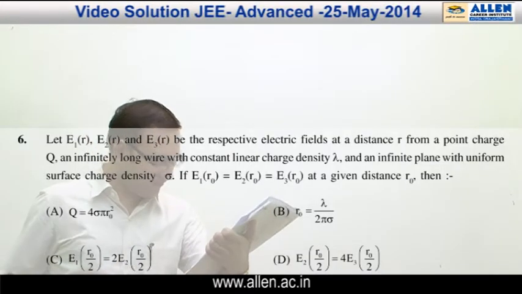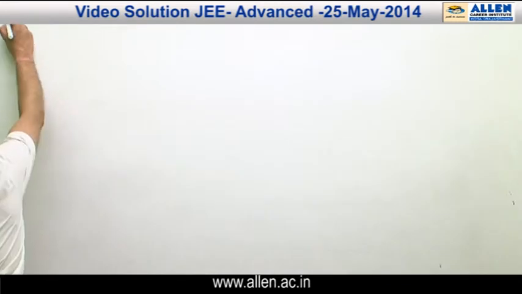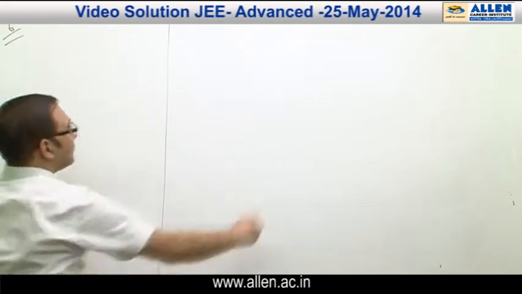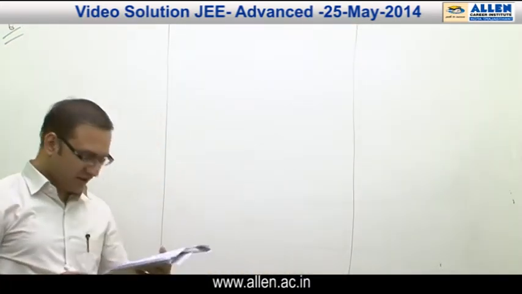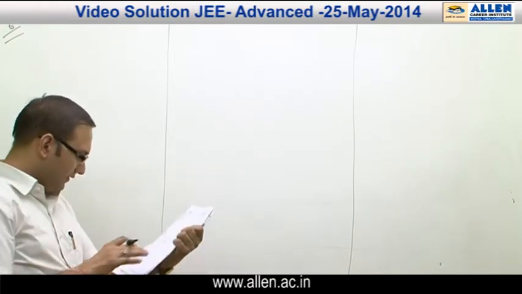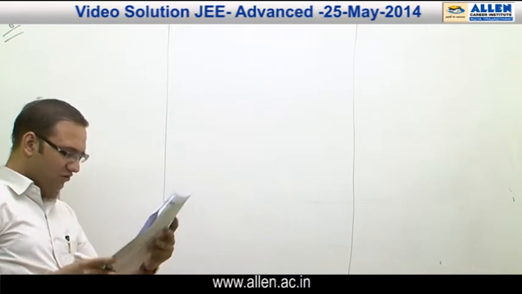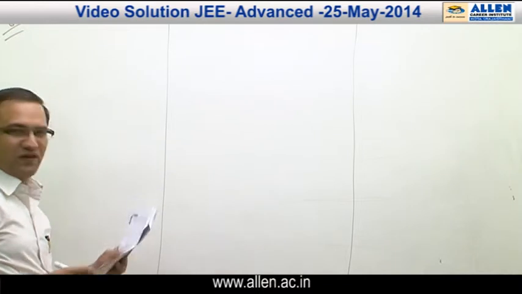So we have to discuss the sixth question. It is from electrostatics. In this question, three electric fields are given: E1, E2, E3. E1 is due to a point charge, E2 is due to an infinitely long line of charge, and E3 is due to an infinite surface.